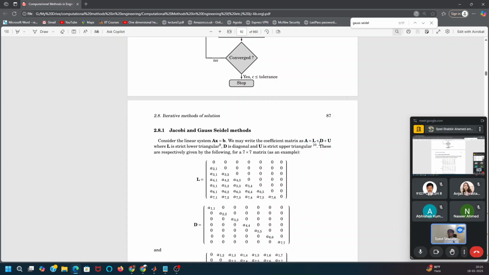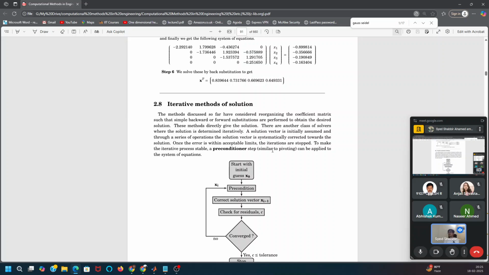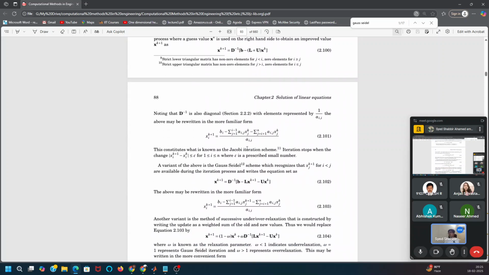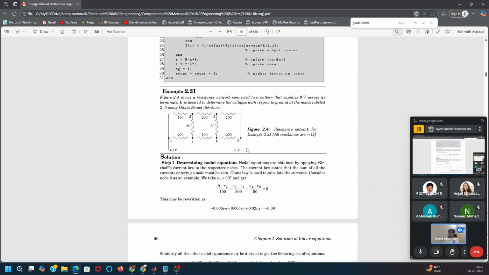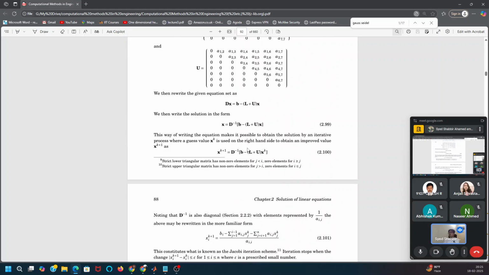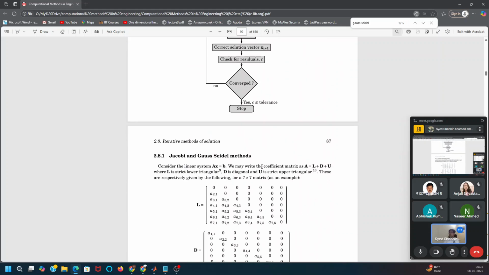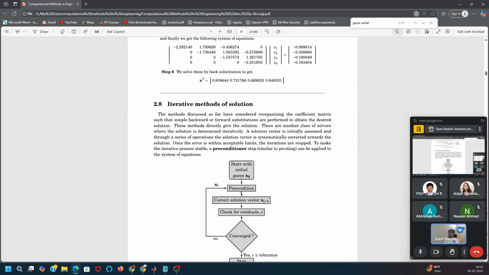That's what preconditioning is. It's similar to pivoting, which we do in Gauss elimination, right? Partial pivoting, what we have done. So some kind of preconditioning you have to do. This might be one, there might be other ways also which can be used for preconditioning. Here, A is written as L plus D plus U. So preconditioning is done to our coefficient matrix, or the system of equations which we have.